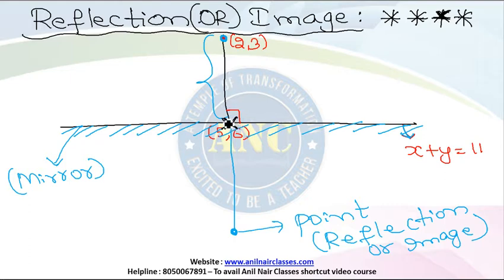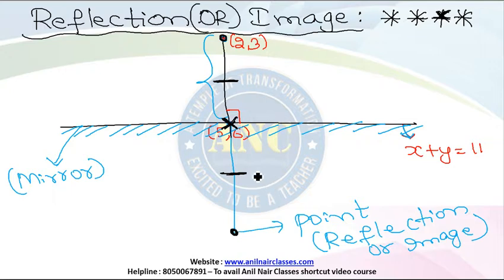The distance between (5, 6) and the original point (2, 3), however much distance there is, if from (5, 6) you travel in the opposite direction for the same distance, then whatever meeting point you get, that point is called the mirror image of (2, 3), or the reflection of (2, 3).